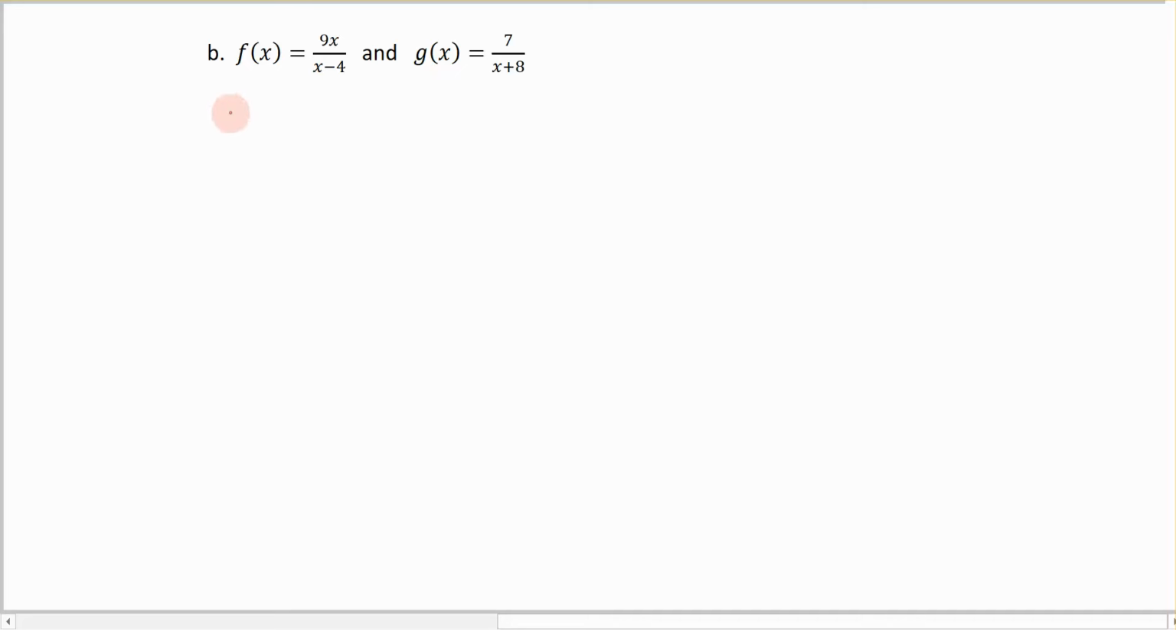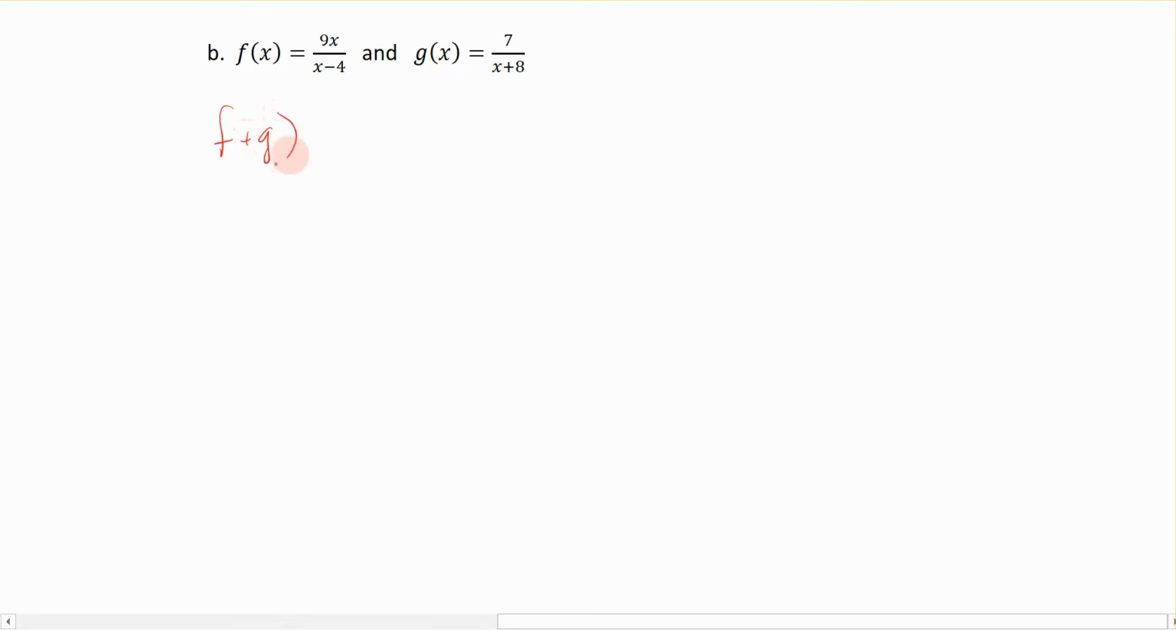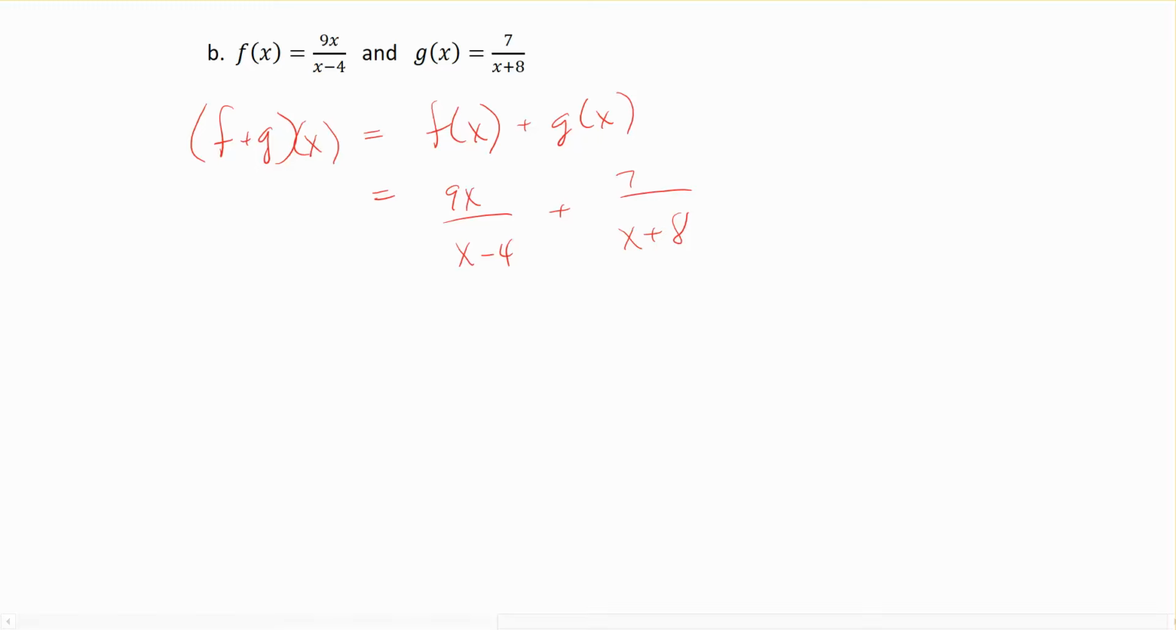So if I wanted to talk just about f plus g of x, again, that's just the function f of x plus the function g of x. And f of x is represented by 9x over x minus 4 plus g of x, which is 7 over x plus 8. Now, before you go any further, you have to remember, how do I add fractions? If I add or subtract two fractions, I have to have a common denominator. So we don't have that in this case, and we must create a common denominator.